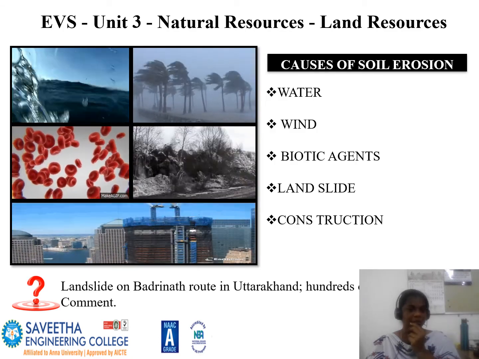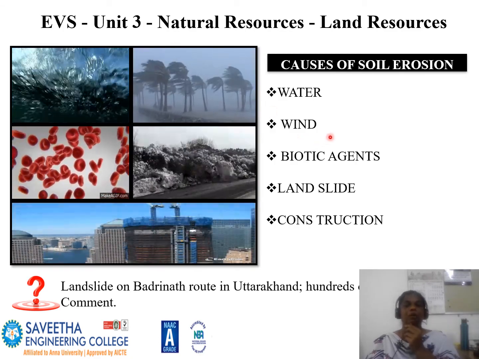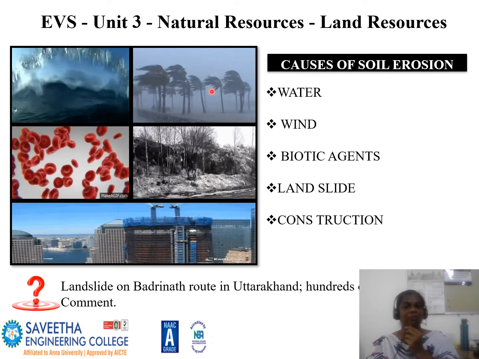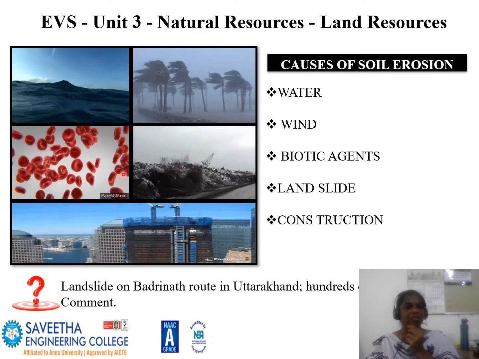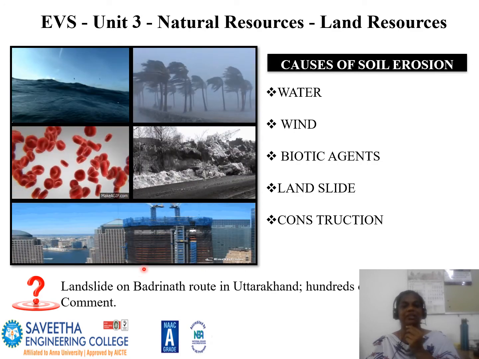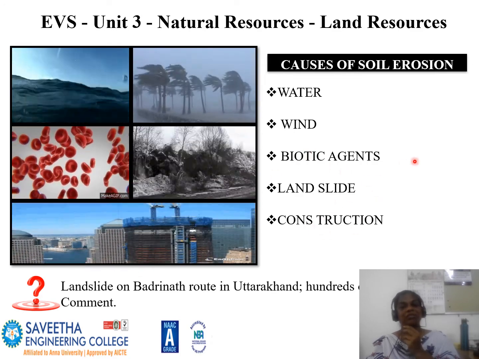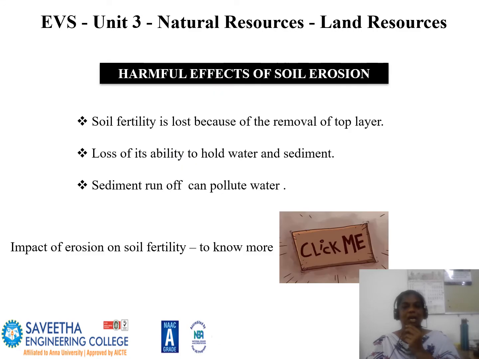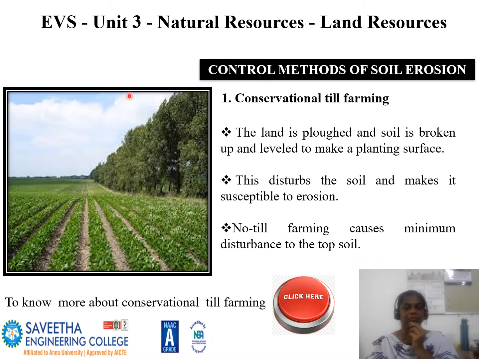Let us list the causes of soil erosion. One could be water, the second wind, and then biotic agents, landslides and constructions. So these are the reasons for soil erosion. The harmful effects of soil erosion are that soil fertility is lost because of the removal of the top layer; secondly, the loss of its ability to hold water and sediment; and thirdly, sediment runoff can pollute water. Let us look into the control methods of soil erosion.